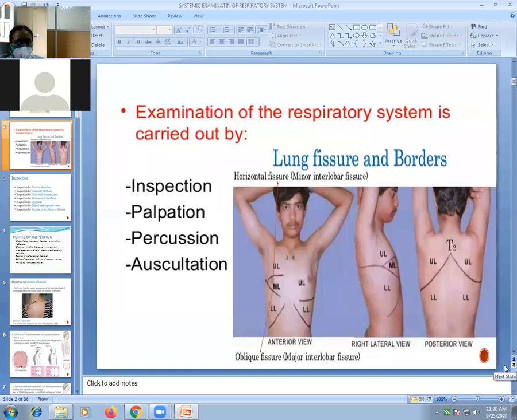This is the surface marking of your lung. Right lung is divided into 3 lobes. Left lung is divided into 2 lobes.